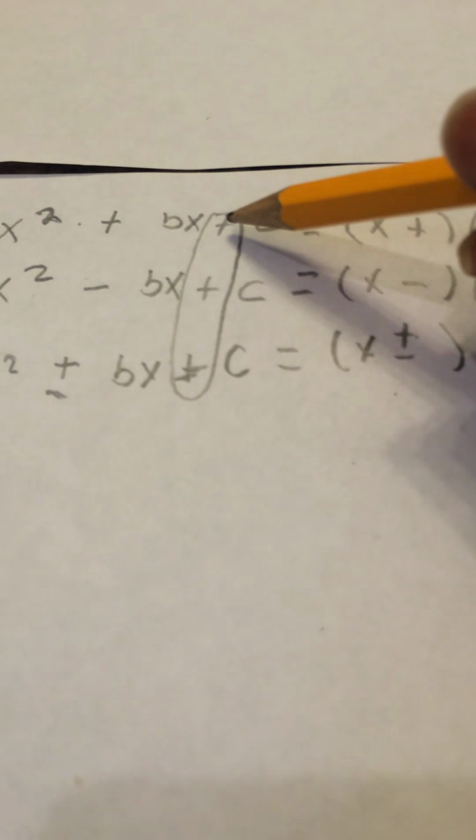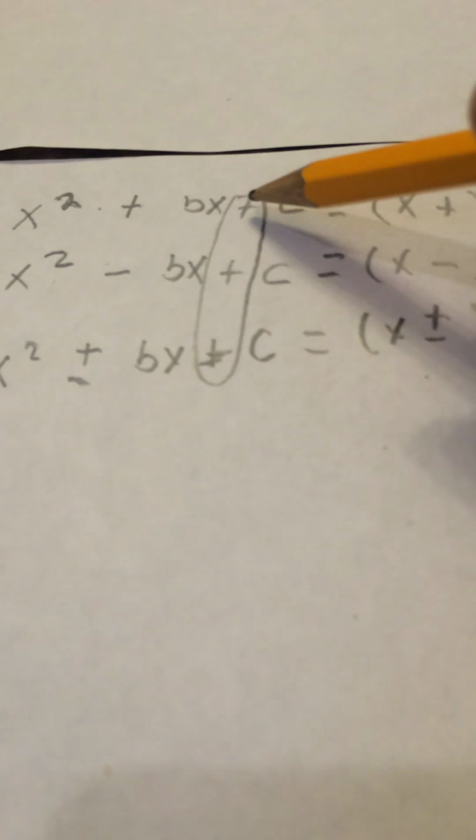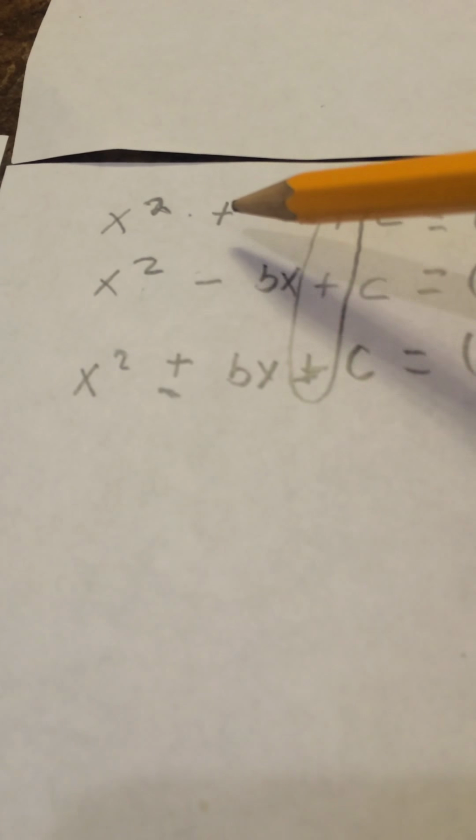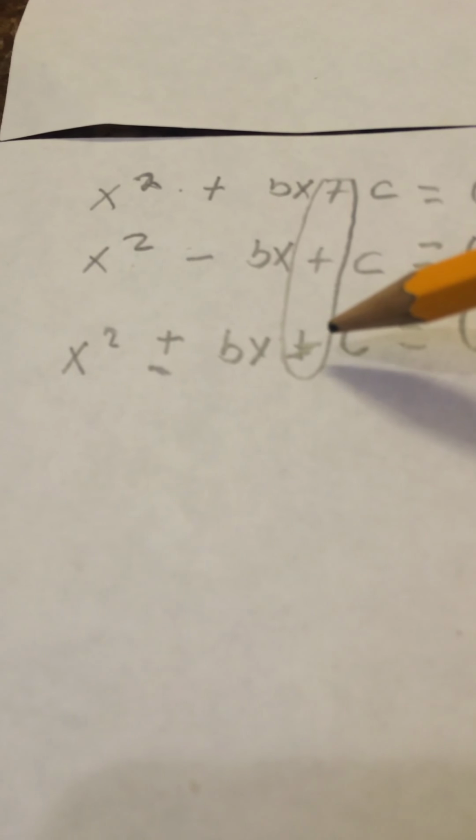If you see an addition sign right here, this will tell you that you have either two negatives or two positives. But if you have a negative sign, you have both a negative and a positive in your factoring equation, like this example right here. Now I'm going to show you a real life example.